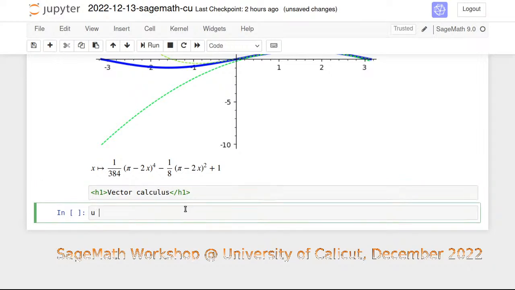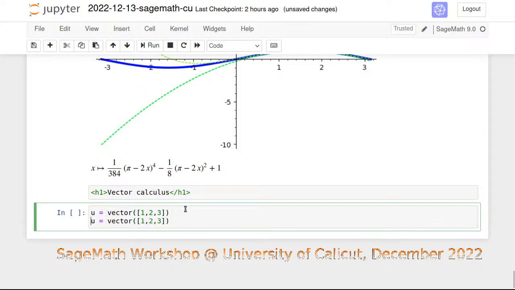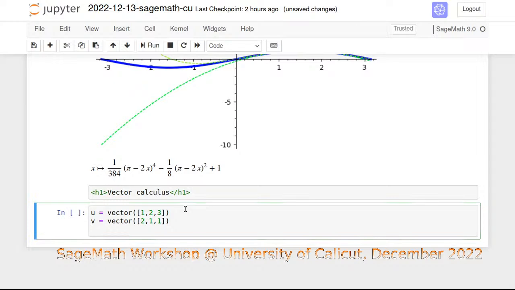So let us define u to be a vector. Which vector will we take? For defining a vector, we are supposed to define it as a list or tuple once again. After that, it will automatically become a vector. Let us define it to be 1, 2, 3. Suppose we define another vector v to be equal to 2, 1, 1. So, two vectors.